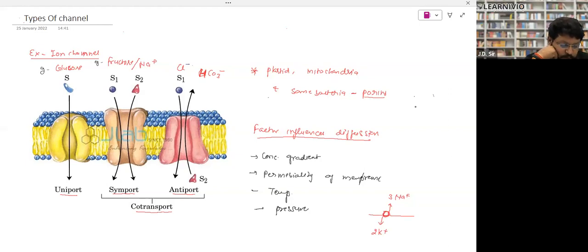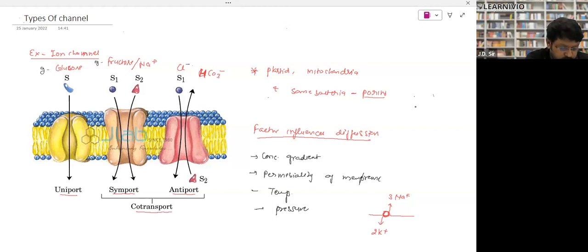Only if two types of molecule move together. This is called co-transport. Full stop. It is of two types.